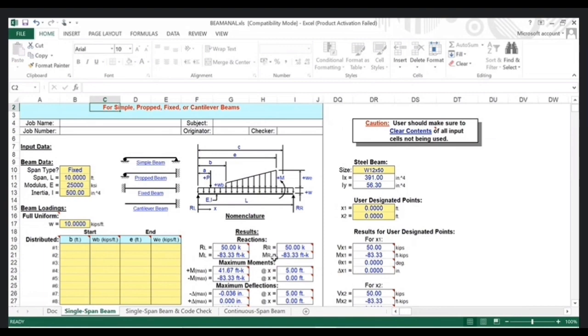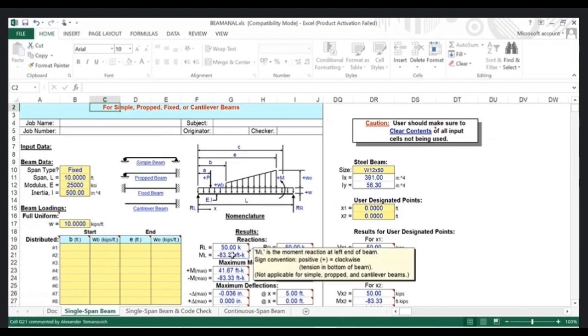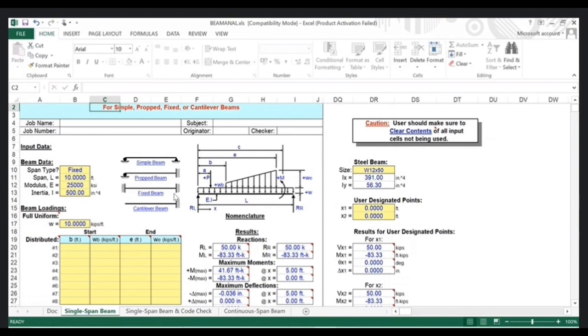We already know that on the fixed support there is a negative moment coming. The negative moment value is WL square by 12. Our value of W is 10, the span is 10, squared, divided by 12. So 1000 divided by 12, you can see the value is 83.33 kip feet. And the maximum positive value will come at the mid of the span. We already know the mid of the span is 5 feet, and the maximum value of the bending moment is 41.67.